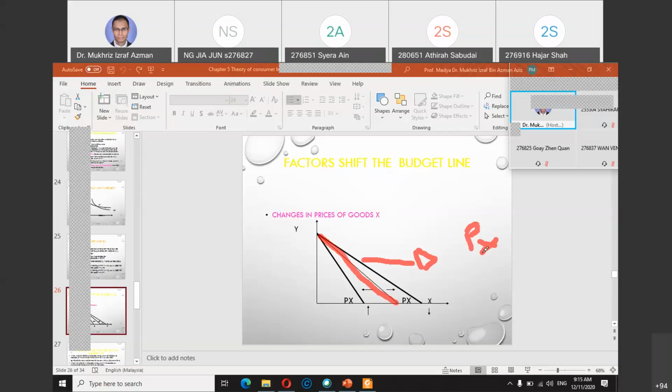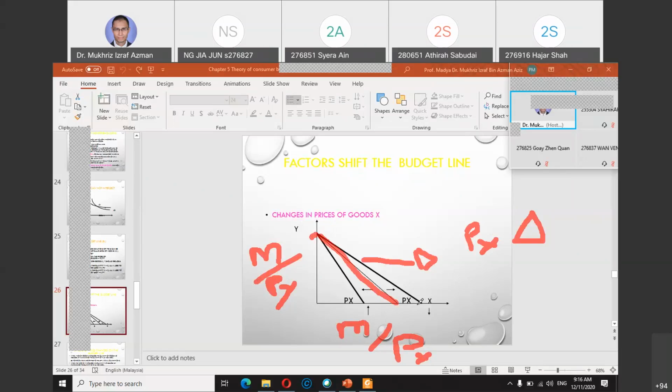The price of X changes, meaning that the income does not change. Because if income changes, Y will also change. The formula is M over PY to get this point here, and the one for X is M over PX, correct? So if income changes, M changes, so of course this value will also change, okay? But in this case, the value on the y-axis does not change. It only changes on the x-axis intersection point.